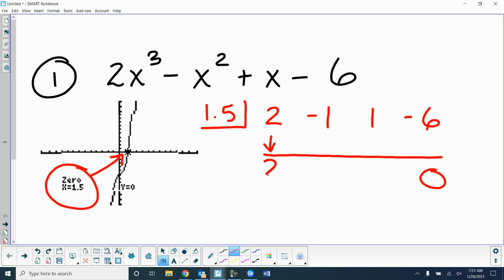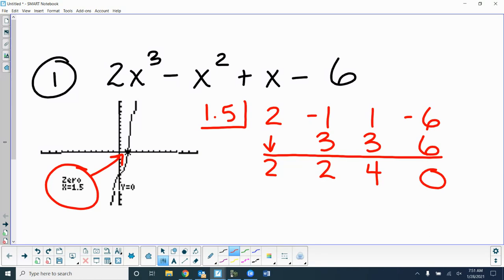All right, so you drop the 2 down. 1.5 times 2 is 3. Negative 1 plus 3 is 2. All right, so 1.5 times 2 again is 3. 1 plus 3 is 4. And 1.5 times 4 is 6. And then we get our 0.